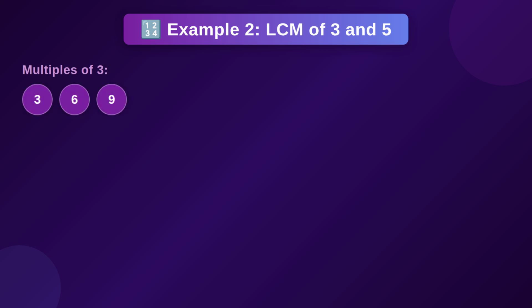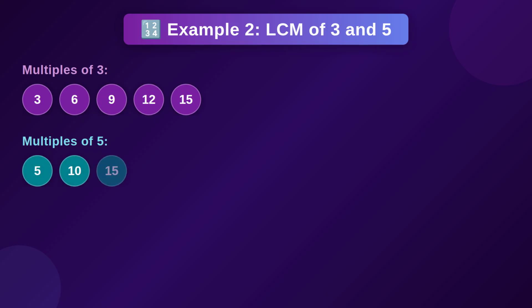List multiples of 3: 3, 6, 9, 12, 15. List multiples of 5: 5, 10, 15. Scanning both lists, I can already see 15 appears in both. Nothing smaller matches, so the LCM of 3 and 5 is 15.